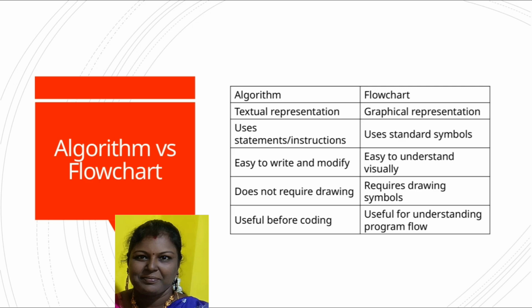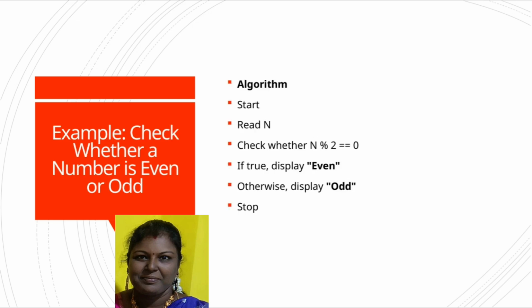Let's walk through a simple algorithm that checks if a number is even or odd. First, we start by reading the number, which we'll call n. Then we check if n divided by 2 leaves a remainder of 0. If it does, we know the number is even, so we display even. If not, it's odd, and we display odd. Finally, the process stops. This straightforward approach helps us quickly categorize any number as even or odd.